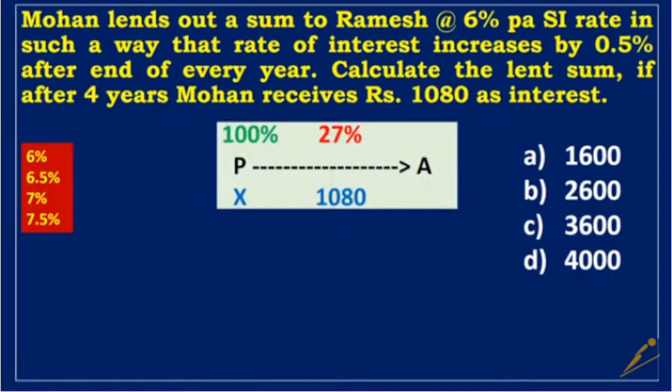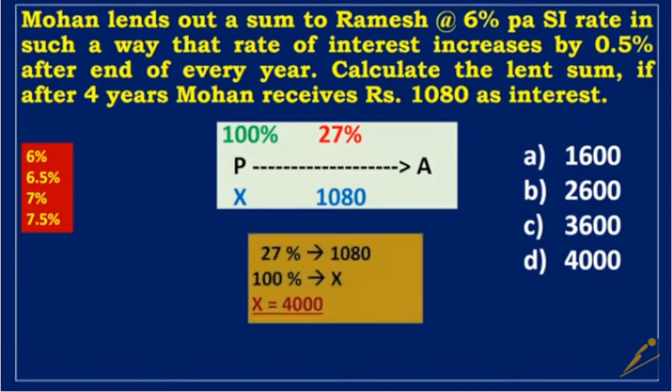Given that the interest rate is 6%, every year the interest rate rises by 0.5. Then the interest rates for the following 4 years are 6%, 6.5%, 7%, and 7.5% respectively. The overall interest rate should be 27%, which is equal to 1080 rupees as interest.